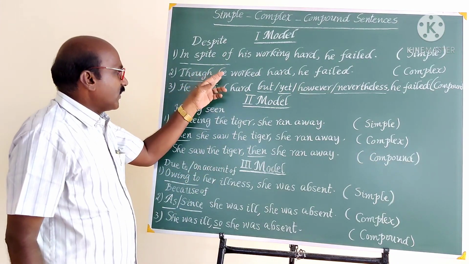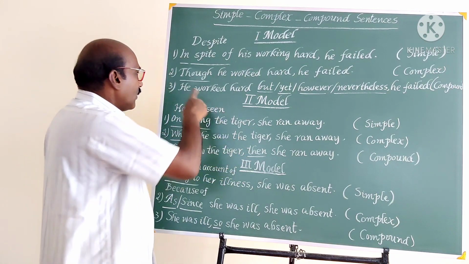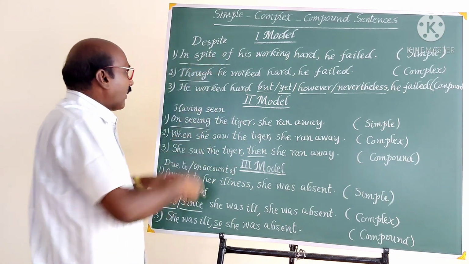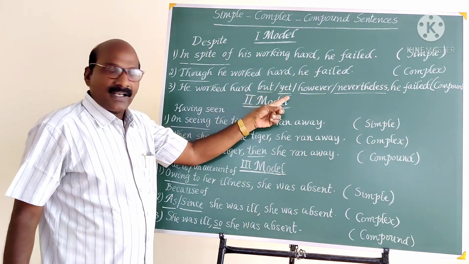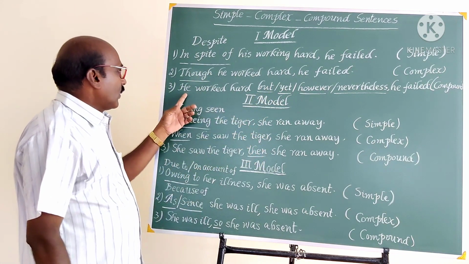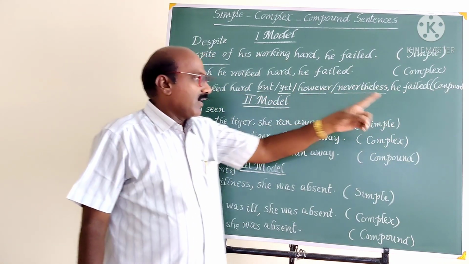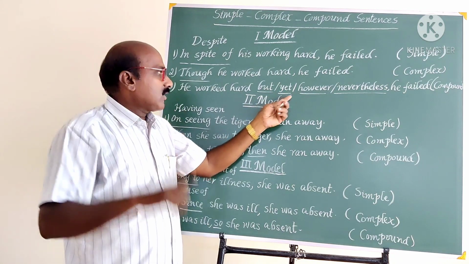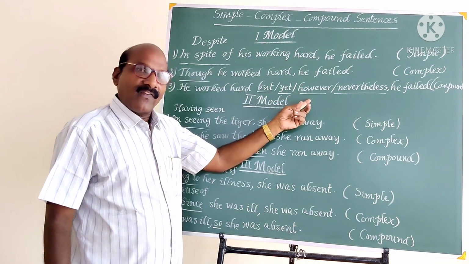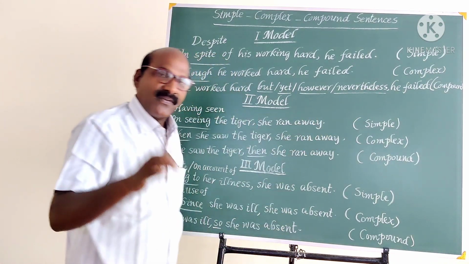And next, to change this into compound, we have to use two main clauses. Whenever you find in spite of in simple, use though in complex and but or yet in compound. He worked hard, but he failed. He worked hard, yet he failed. He worked hard, however, he failed. He worked hard, nevertheless, he failed.